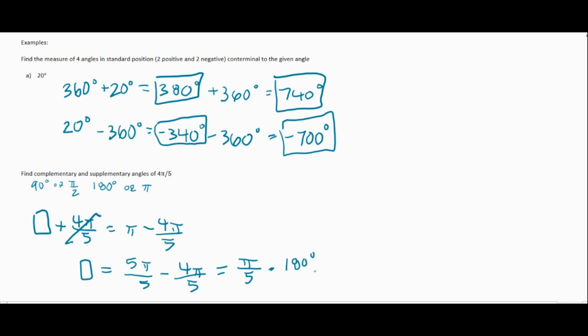Therefore we will have 5 pi over 5 minus 4 pi over 5, which is equal to pi over 5. We can then multiply 180 degrees over pi by pi over 5 in order to give us the degrees, which in this case would be 36 degrees. We also know that 144 degrees would be an additional answer, as 144 degrees plus 36 degrees is equal to 180 degrees, meaning both of these added together are our supplementary angles.